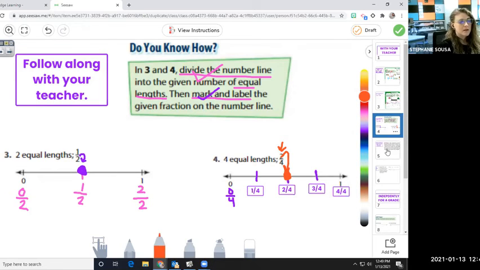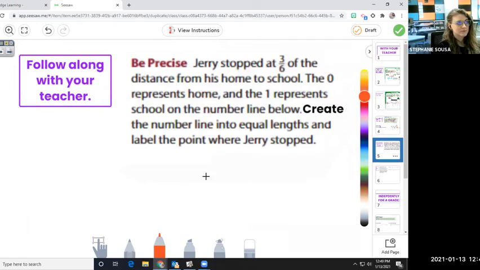All right, let's take a look at number 5. Slide 5 says, be precise. Jerry stopped at 3/6, that seems important, of the distance from his home to school. The 0 represents home. The 1 represents the school. On the number line below, create the number line into equal lengths and label the point where Jerry stopped.